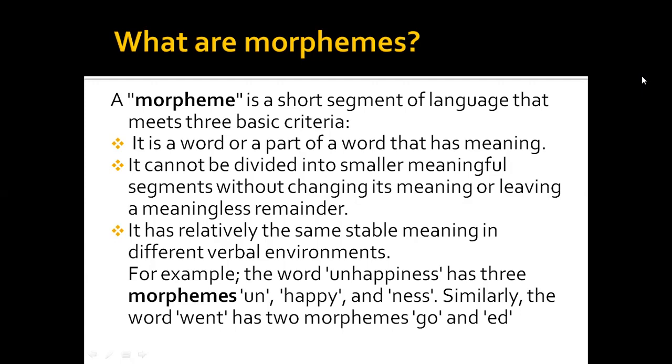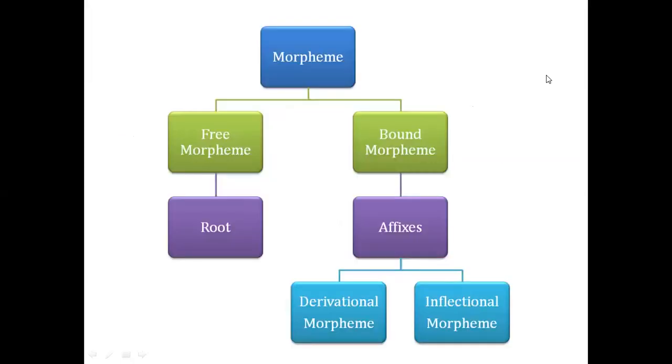Now, there are different types of morphemes. Let's discuss these morphemes. There are free morphemes and bound morphemes. Free morphemes come under root, and bound morphemes come under affix, derivational morpheme and inflectional morpheme. Based on this, let's discuss what a free morpheme and a bound morpheme are, what roots and affixes are, and what derivational morphemes and inflectional morphemes are.